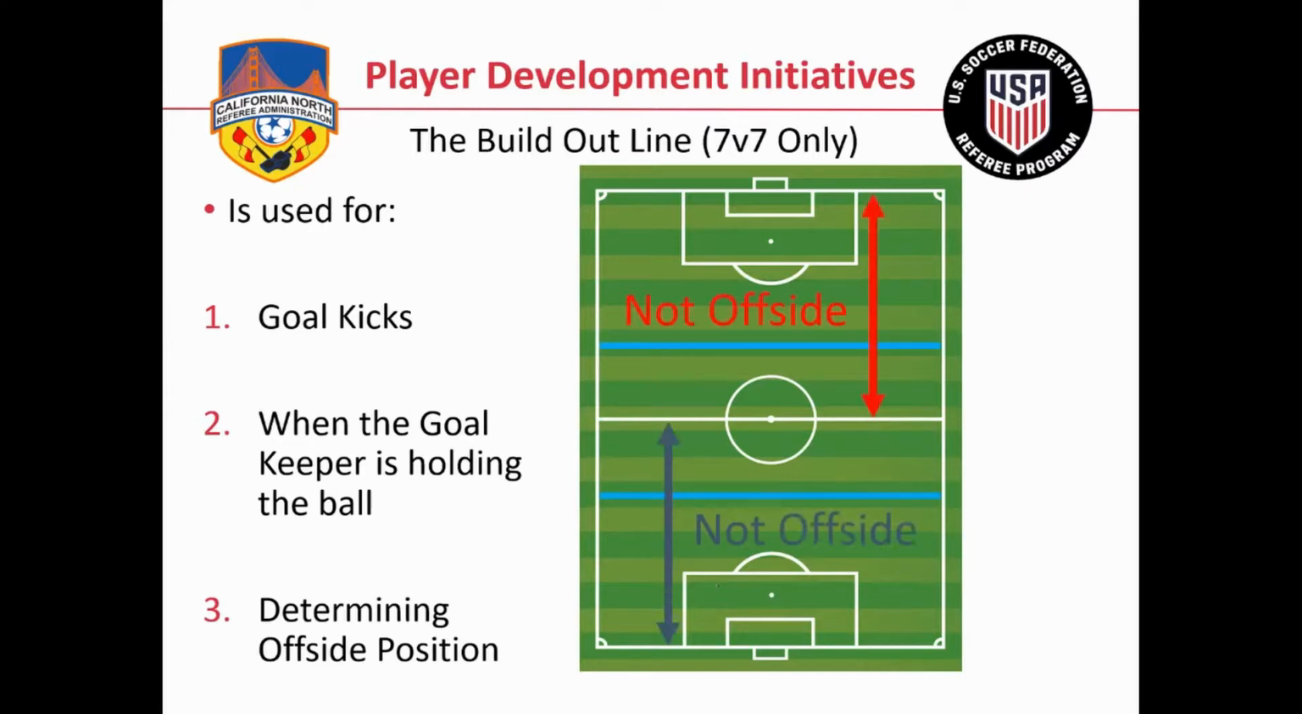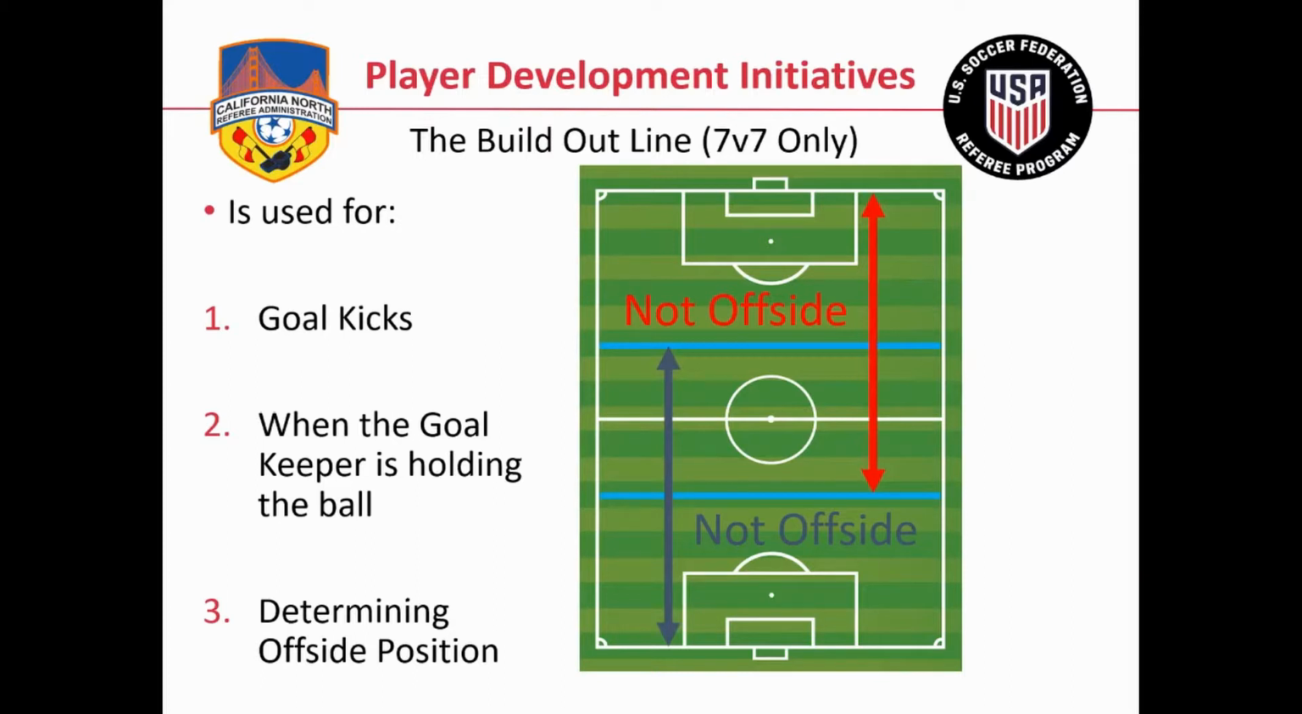So at the end of the day, this is kind of what offside normally looks like. There are other considerations, but in your own half of the field, you cannot be considered offside. For games that use the build-out line, you cannot be considered offside until you pass the opponent's team build-out line. So the arrows get a little bit extended. The area in between both build-out lines is where nobody can be considered offside.